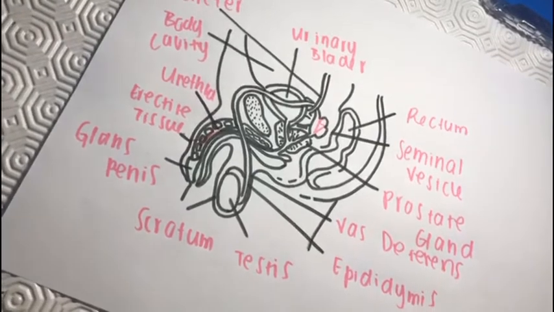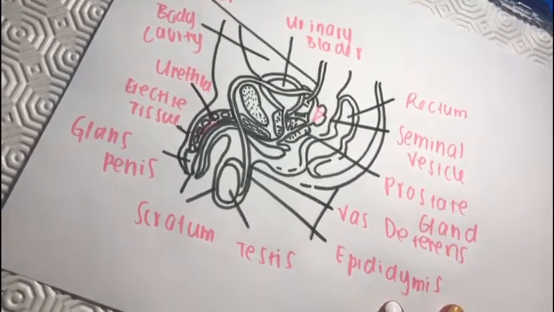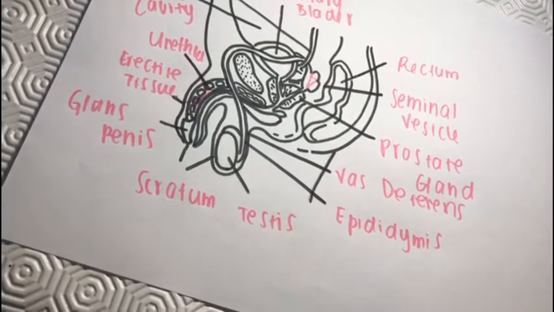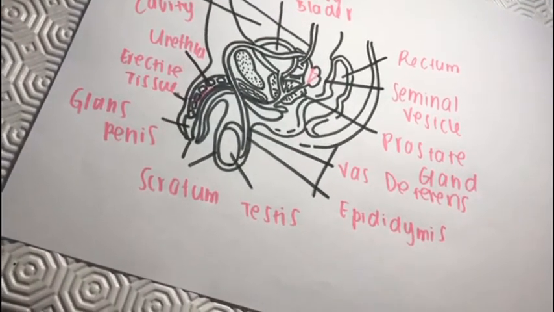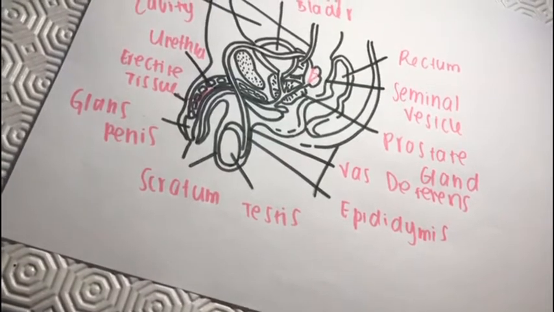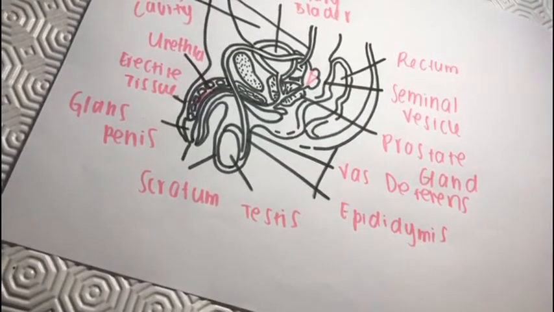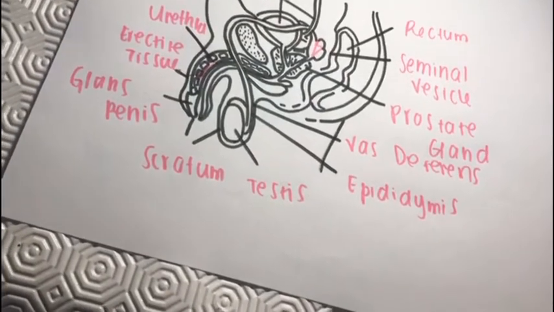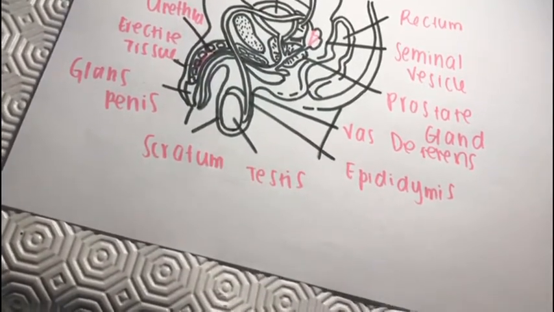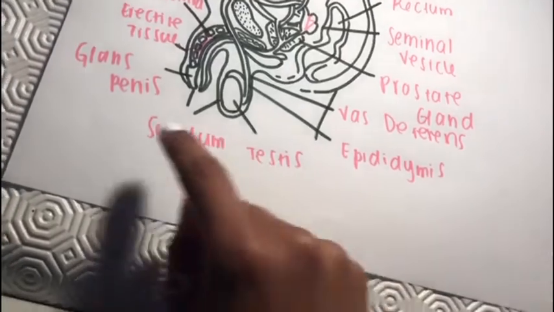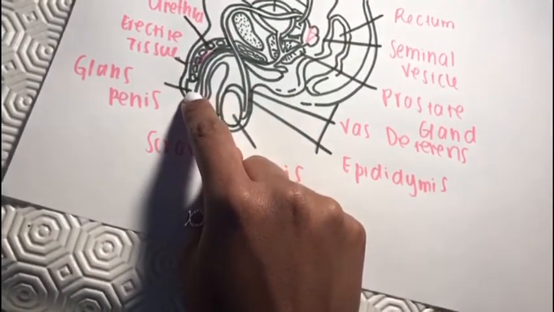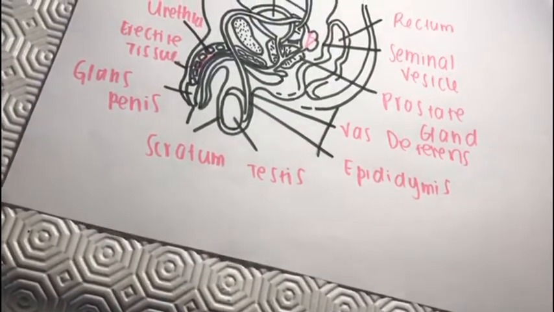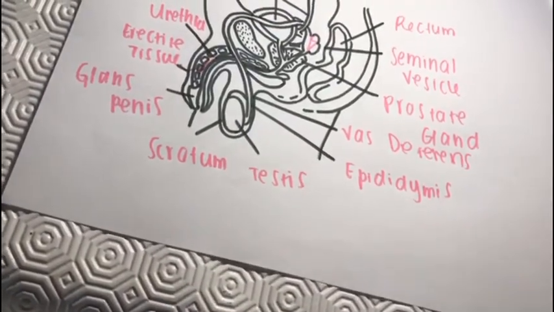Hi, so this is the male reproductive system. The male reproductive system includes the penis, the testes, and the epididymis, and several ducts and glands that are also part of the system. First of all, we have here the penis, which is an external genital organ with a long shaft and enlarged tip called the glans penis.